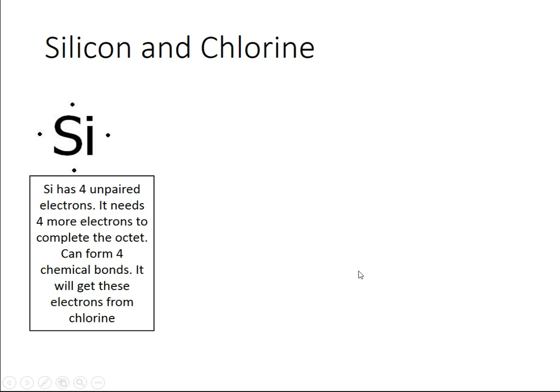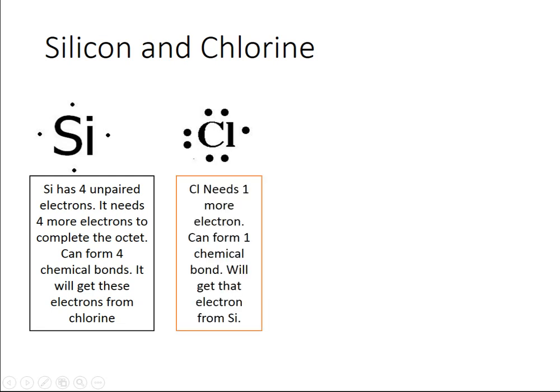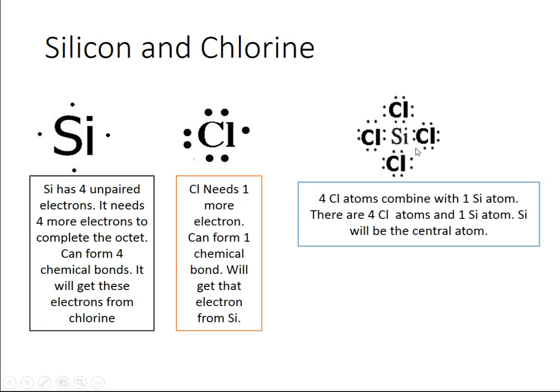So it gets these from chlorine. Chlorine only needs 1 electron. So what it means, we need 4 of these to complete the octet on this one. So in the end, we have a Lewis diagram of chlorine. So this one takes 1 electron, another one goes here, a third one goes here, and the fourth one goes here. 4 chlorine atoms combine with 1 silicon atom. There are 4 chlorine atoms and 1 silicon atom. Therefore, silicon will be our central atom.